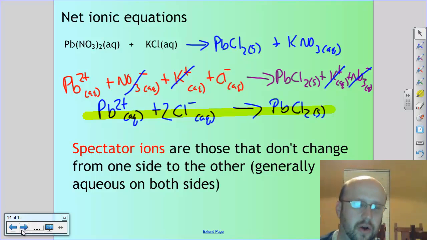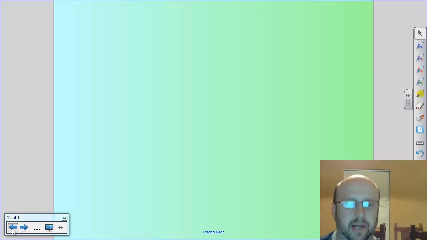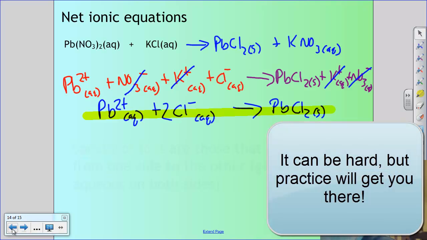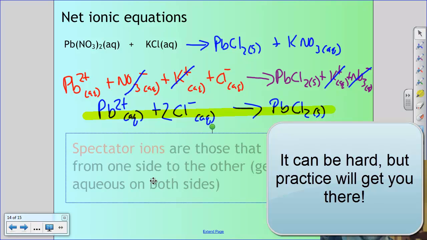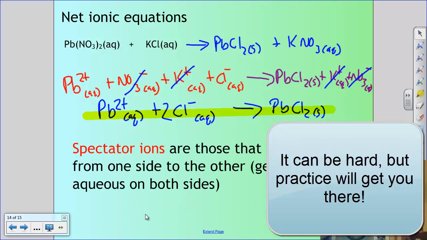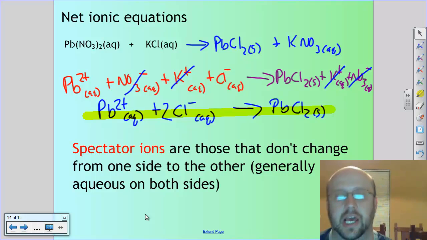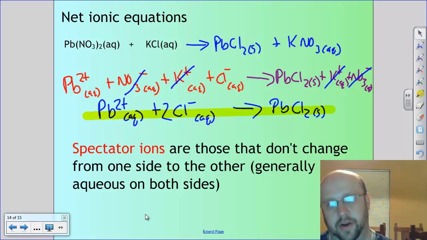Now listen, I know that that is quite a massive amount of material. You should definitely, if you didn't get all this, go back through, look at this stuff again. You must absolutely work all the practice problems that we talk about, because I guarantee you spectators and net ionic equations are going to be on your EOC.